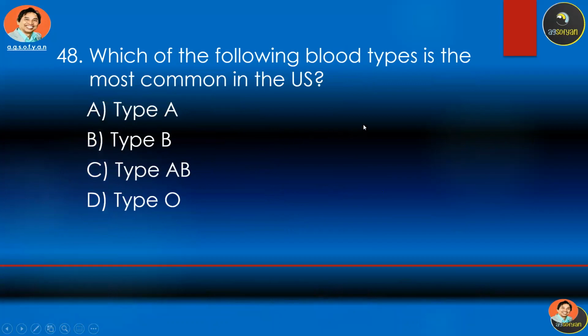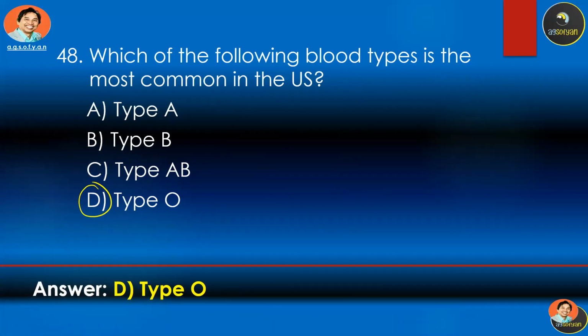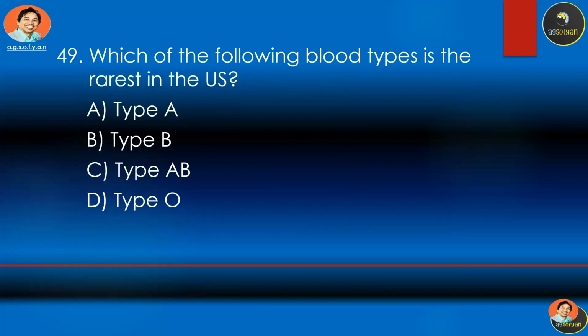Which of the following blood types is the most common in the US? A, B, AB, or O? About 45% of the blood type in the United States is actually type O. So this is the most abundant type. How about the rarest or the least abundant blood type in the US? It is AB. So AB blood type is very rare.